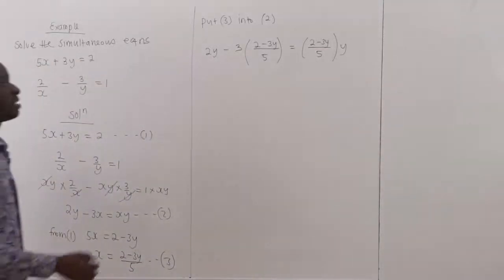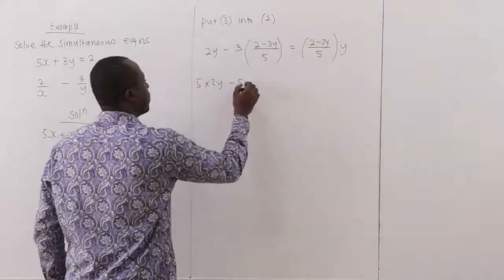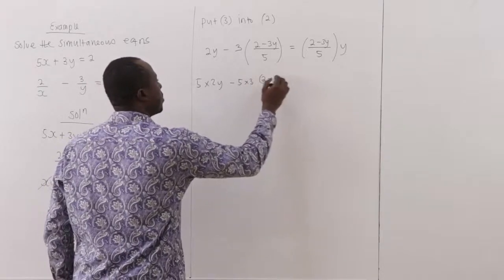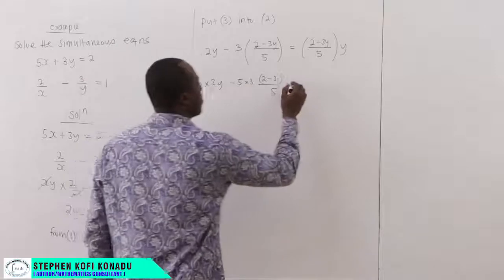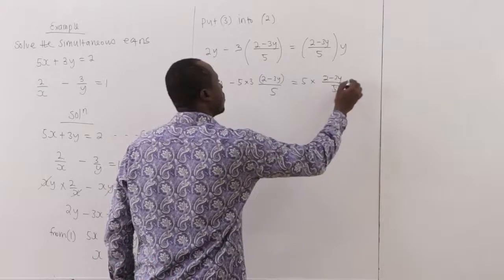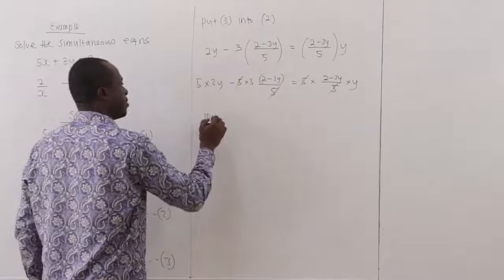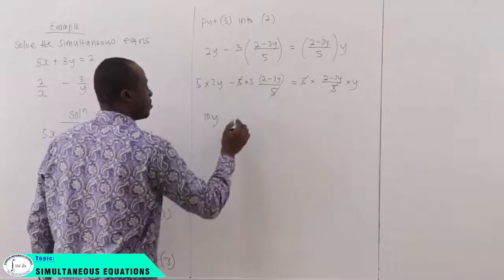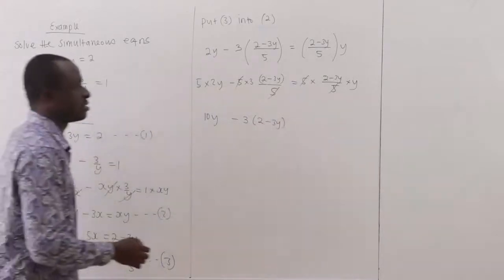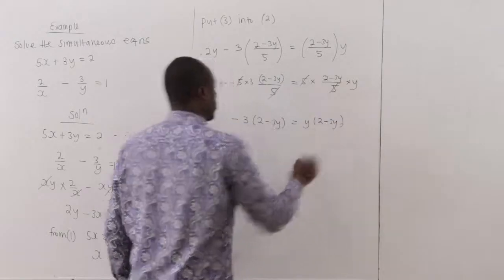Now from here, what is our LCM? LCM is 5. So 5 times 2y, 5 times 3, what do you have? 2 minus 3y over 5. Then you have 5 times 2 minus 3y over 5 times our y. This is cancelling that, this is cancelling out that. This time this, that is 3y. We have 2 minus 3y, so important. Now let's bring the y here, so we have y times 2 minus 3y.